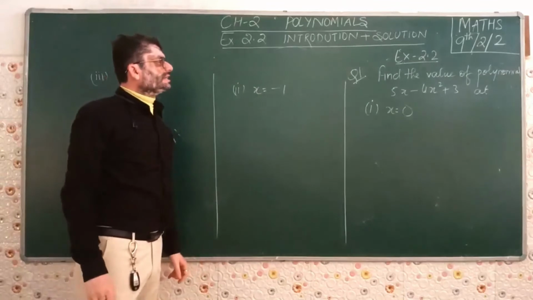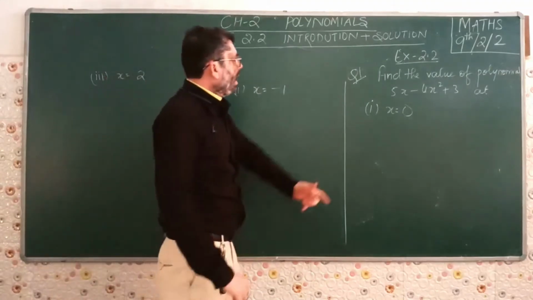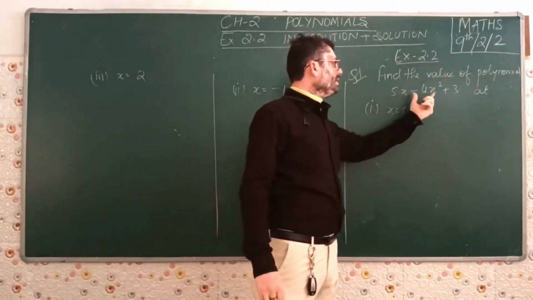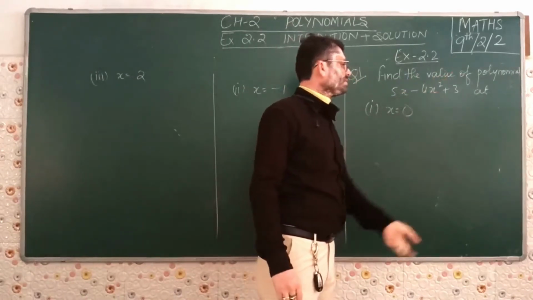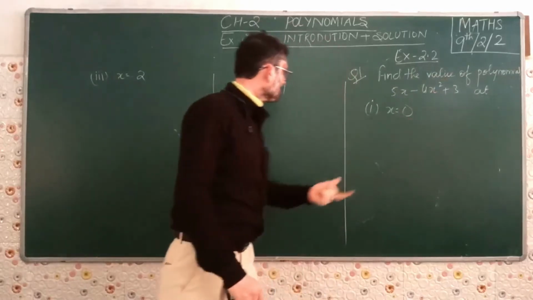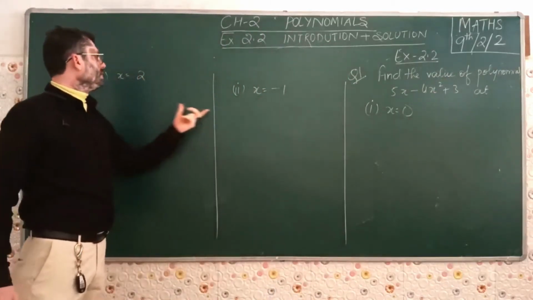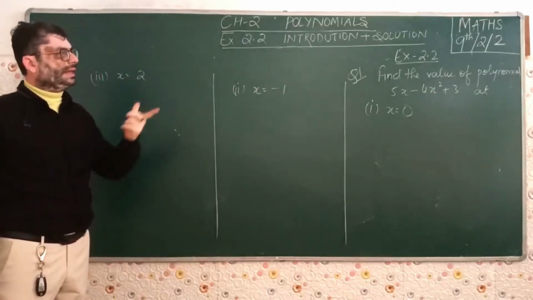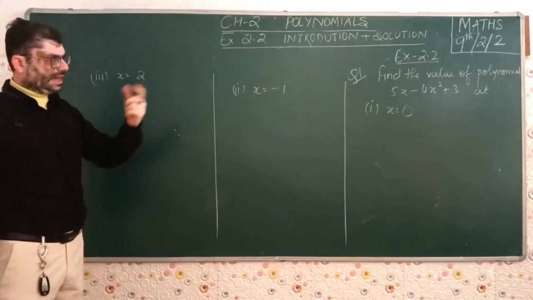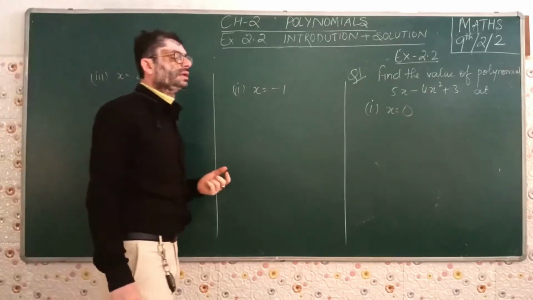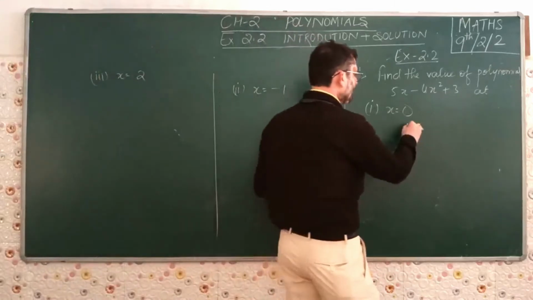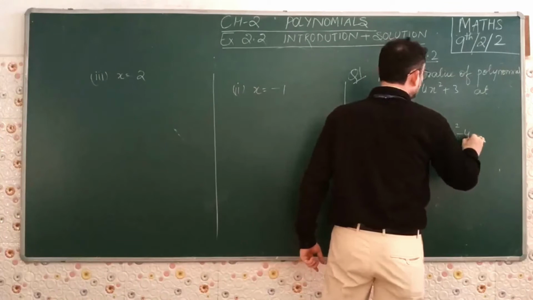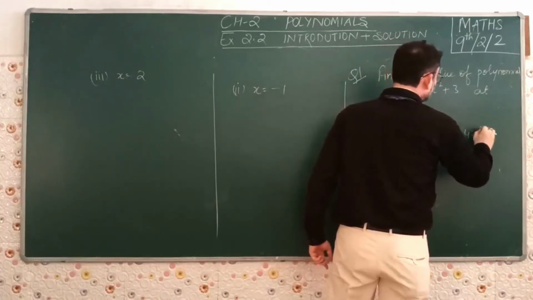Moving on with exercise 2.2, question number 1. Find the value of the polynomial 5x minus 4x squared plus 3 at three different values of x: x equals 0, x equals minus 1, and x equals 2. That means we need to find the value of the given polynomial at these three values of x. So we are given the polynomial p of x is equal to 5x minus 4x squared plus 3.